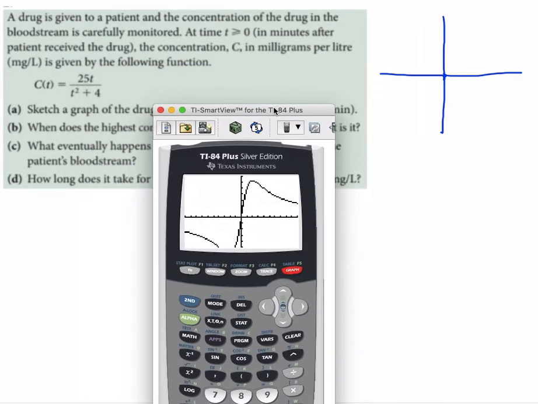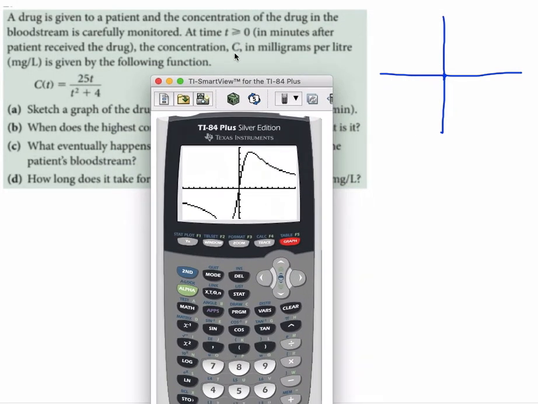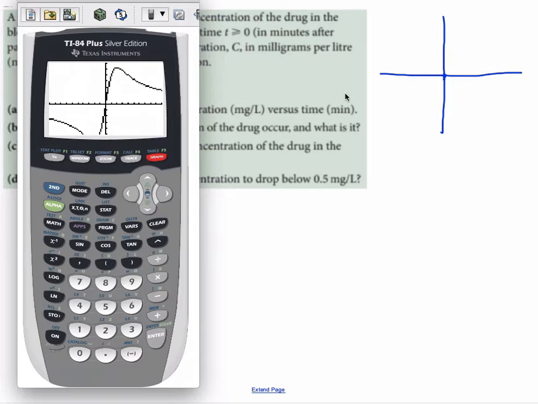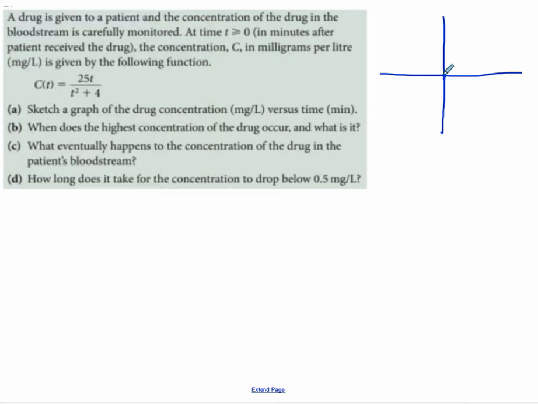Now the function has a domain of t greater than or equal to 0, so I just need the positive part actually. So it's going to go up like this, and then it looks like it comes down to this. It's got a horizontal asymptote at y equals 0. So this is time, and this is c as a function of time. When does the highest concentration occur, and what is it?